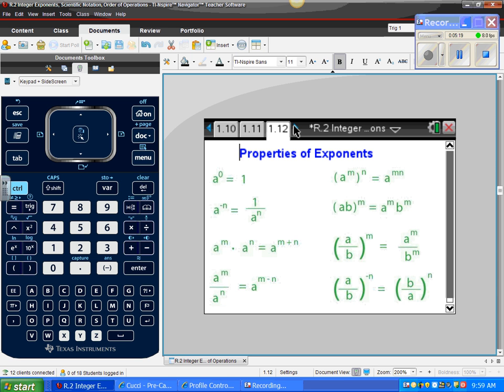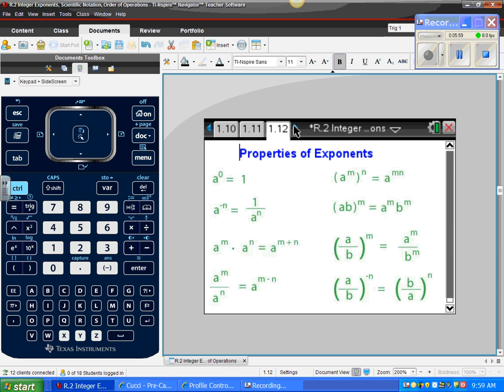All right, so here are our properties of exponents. I wrote them all out nice and pretty for you. A to the 0 power, of course, anything to the 0 power is 1. A to the negative n is equivalent to 1 over a to the n. A to the m times a to the n, common base, add the exponents, a raised to the m plus n. A to the m divided by a to the n. When you divide common bases, you subtract their exponents, a to the m minus n. A to the m raised to the n. So when you raise a power to a power, you multiply, a to the m times n.